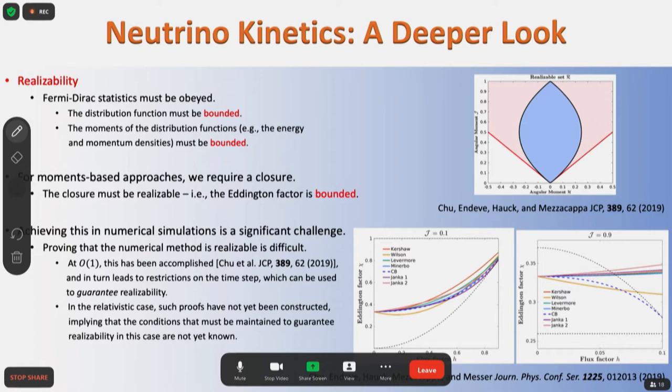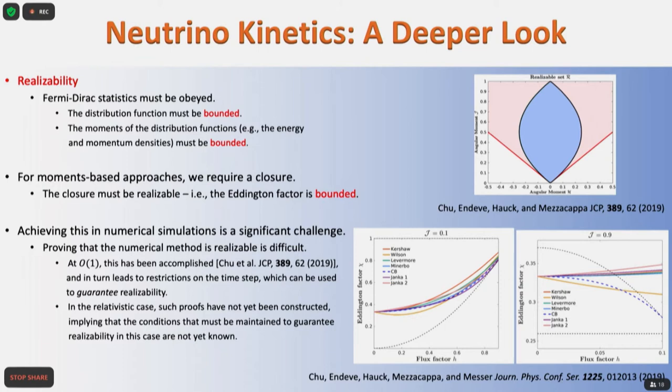Just as an example, here is the number density versus the number flux. From Maxwell-Boltzmann statistics, the red region is all the admissible region. The number density and flux can be as large as you wish, but they're constrained at the bottom end by the speed of light restriction. So the flux cannot exceed the number density. That's not allowed.